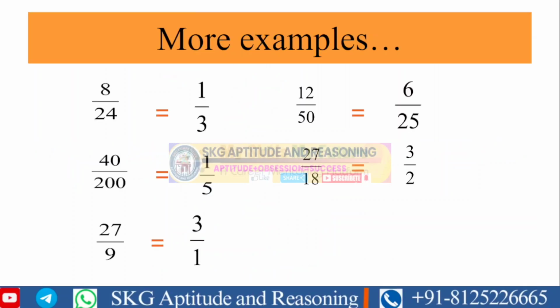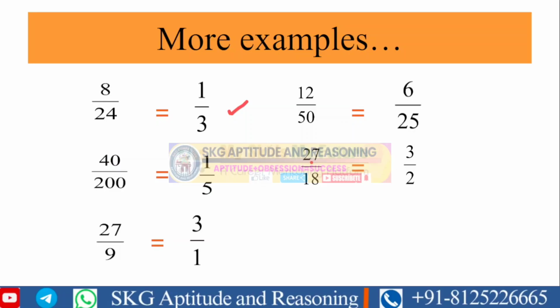Let's see some more related examples. Here I have 5 or 6 examples. Here 8 by 24. In this also the common element present is 8 table. If I eliminate the common element 8 table, the ratio will become 1 by 3. The next ratio is 12 by 15. Here the common element present is 3 table, and if I eliminate that common element, it will become 4 by 5. And the next example, 40 by 200. In this also I am eliminating the common element 40. It will become 1 by 5.